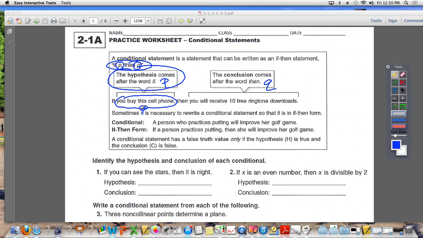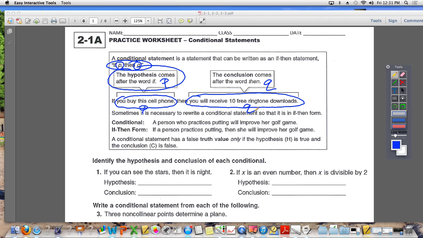These are kind of like your notes, so mark things up as we go. You buy this cell phone, we call it P. What's the conclusion? Will receive 10 free ringtone downloads. Good. This part right here is the conclusion, so we call this part Q.